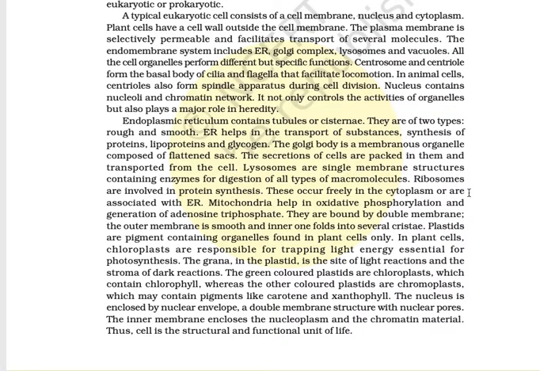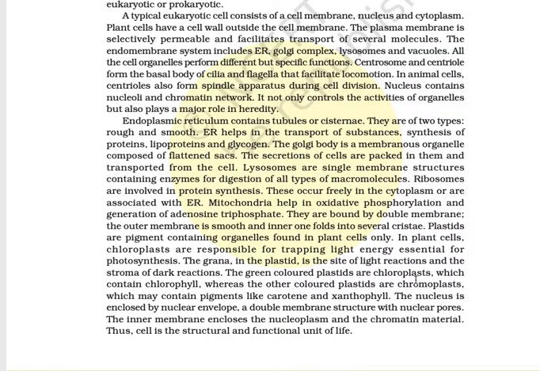These occur freely in the cytoplasm or are associated with the endoplasmic reticulum. Mitochondria help in oxidative phosphorylation and generation of adenosine triphosphate. They are bound by double membrane. The outer membrane is smooth and the inner one folds into several cristae. Plastids are pigment containing organelles found in plant cells only. In plant cells, chloroplasts are responsible for trapping light energy essential for photosynthesis. The grana in the plastid is the site of light reactions and the stroma of dark reactions.